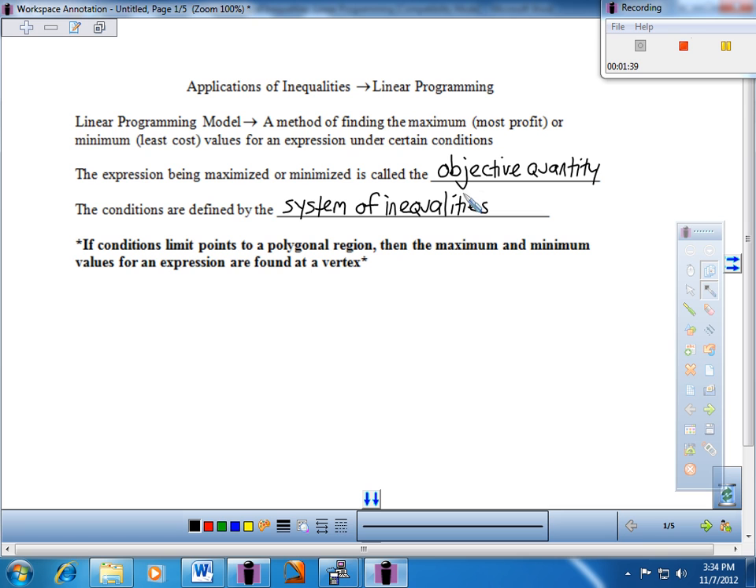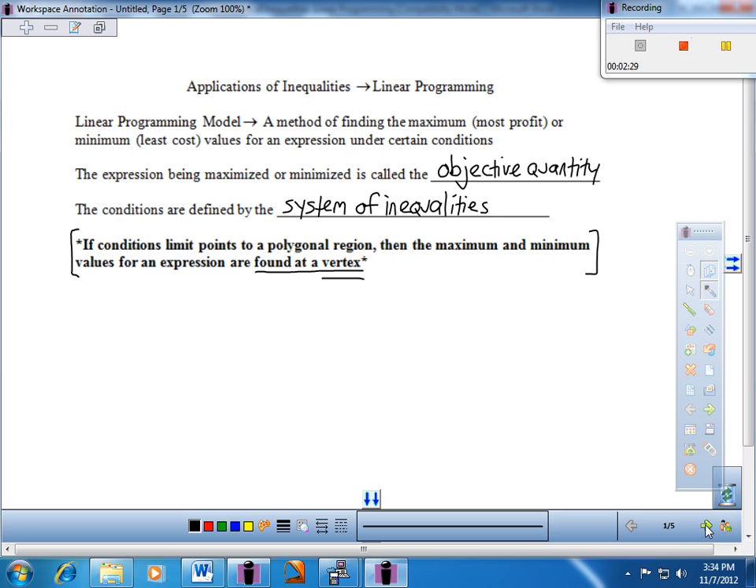And here's where it's been mathematically proven. I'll highlight this piece right here. It's bolded and all that good stuff. So let me just read it, and then we'll utilize it. If conditions limit points to a polygonal region, then the maximum and minimum values for any expression are found, and here's the key, everyone, let's underline this, are found at a vertex. I think I alluded to it yesterday that the next step from our shading would be to find those vertices of that region. And that's exactly what we're going to need to do today. So mathematically, the max and min will be found at a vertex.